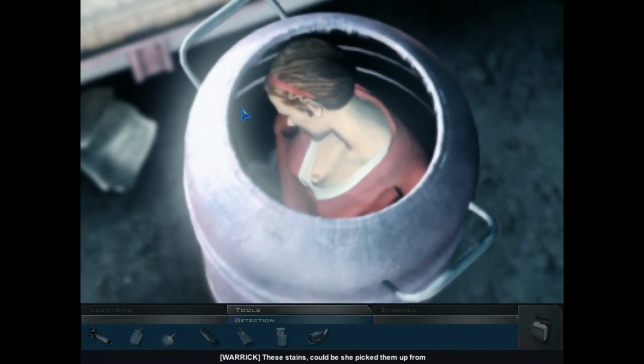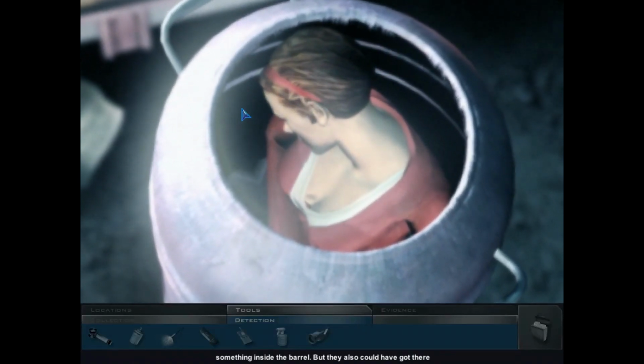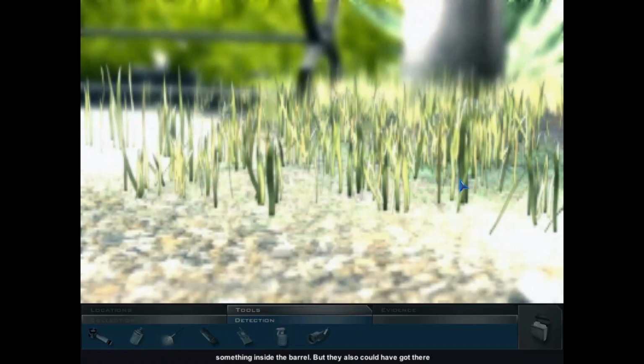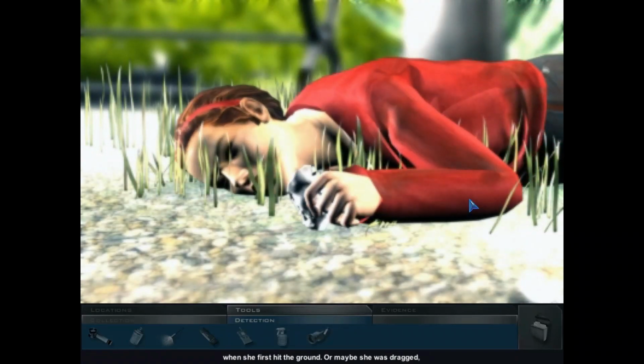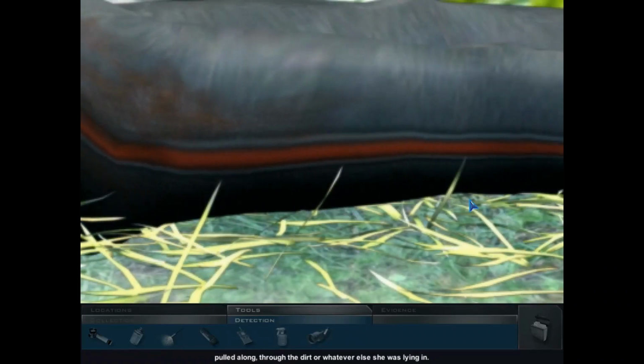These stains. Could be she picked them up from something inside the barrel. But they also could have gotten there when she first hit the ground. Or maybe she was dragged, pulled along, through the dirt, or whatever else she was lying in.